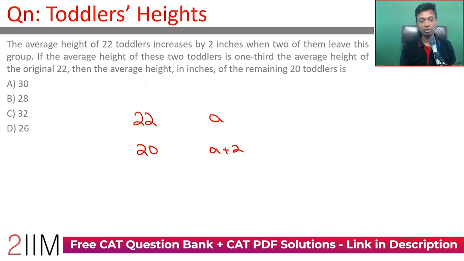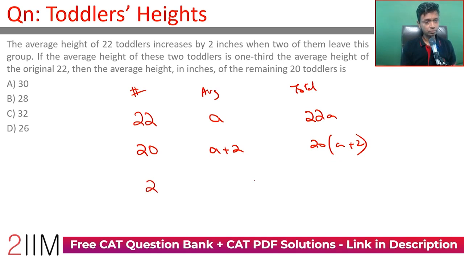And so this is the average, or the total height would have been 22A. Now the total becomes 20 into A plus 2, but 2 people have left. Now the 2 who leave, their average height is 1/3 the average height of the original 22. That means A by 3, 2A by 3.